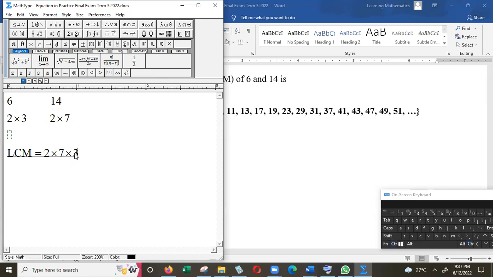In this number, we haven't calculated yet, but we know 14 is there, which is 2 times 7, and 6 is there, which is 2 times 3. So both 6 and 14 can go into this number without a remainder. And this will be the least common multiple. 2 times 7 is 14. Okay, and we have to multiply 14 by 3.